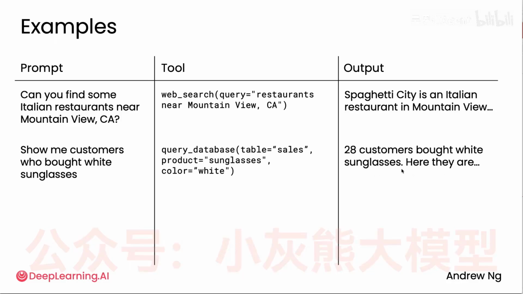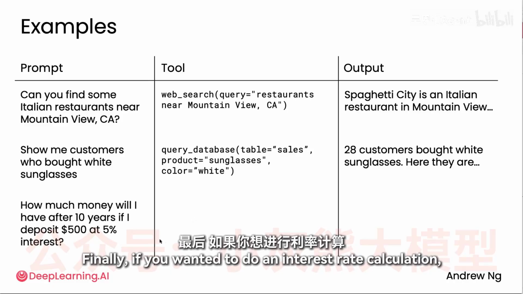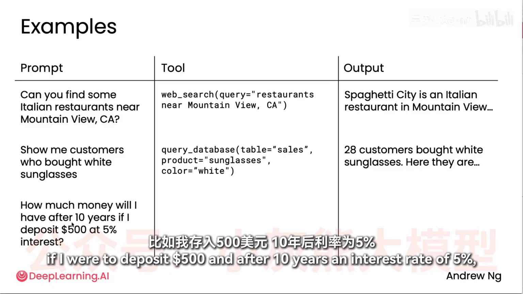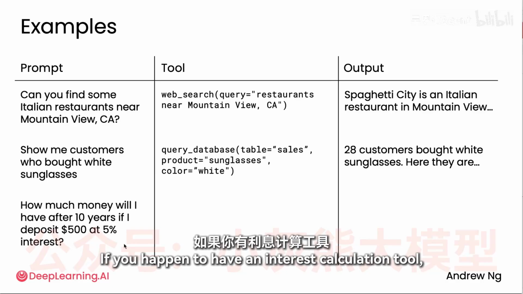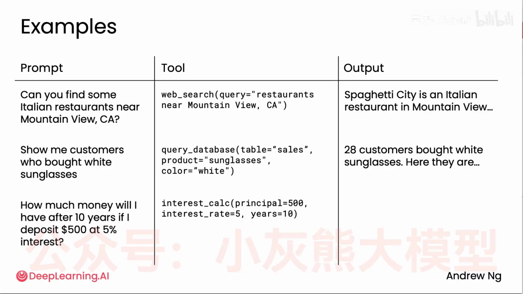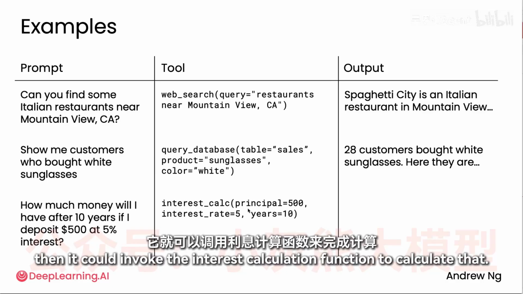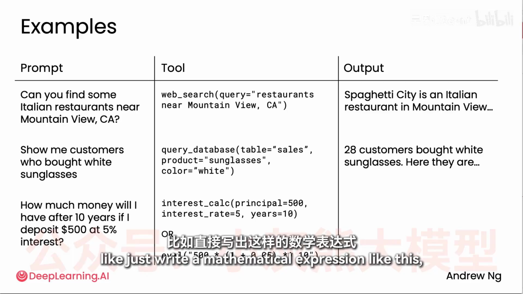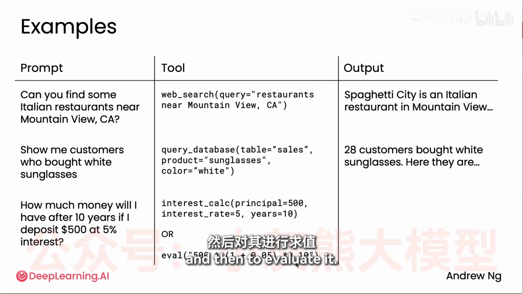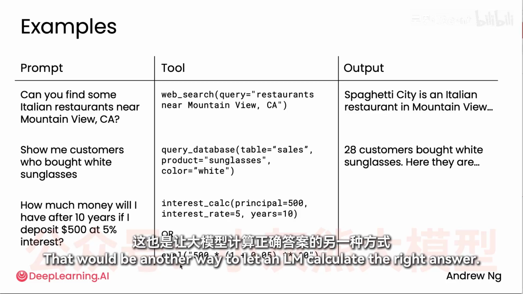Finally, if you wanted to do an interest rate calculation, if I were to deposit $500 and after 10 years at an interest rate of 5%, what would I have? If you happen to have an interest calculation tool, then it could invoke the interest calculation function to calculate that. Or, one thing you see later is letting an LLM write code, like just write a mathematical expression like this, and then evaluate it, that would be another way to let an LLM calculate the right answer.